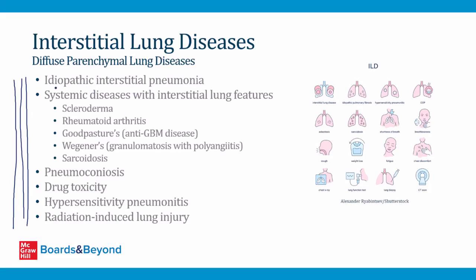So first of all, we'll talk about idiopathic interstitial pneumonia in just a minute. This is basically an idiopathic form of interstitial lung disease. There are a number of systemic diseases which often have interstitial lung disease associated with them. Scleroderma is a big one, but also rheumatoid arthritis. You can also see it in Goodpasture's and Wegener's granulomatosis. You can also see it in sarcoidosis, and there are others beyond this list. Pneumoconiosis refers to occupational exposure to toxins that cause interstitial lung disease, and we'll talk about these. And then we'll finish this video by talking about these last three conditions here as well.